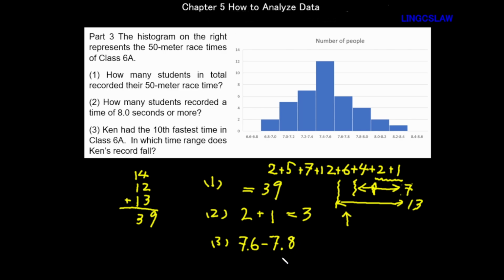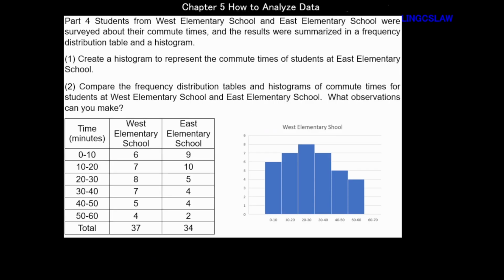Okay, now let's go on to part 4. Alright, let's get started. First of all, please feel free to stop the video and solve the problem yourself. Now, let's get started. Part 4. Students from West Elementary School and East Elementary School were surveyed about their commute times, and the results were summarized in a frequency distribution table and a histogram.